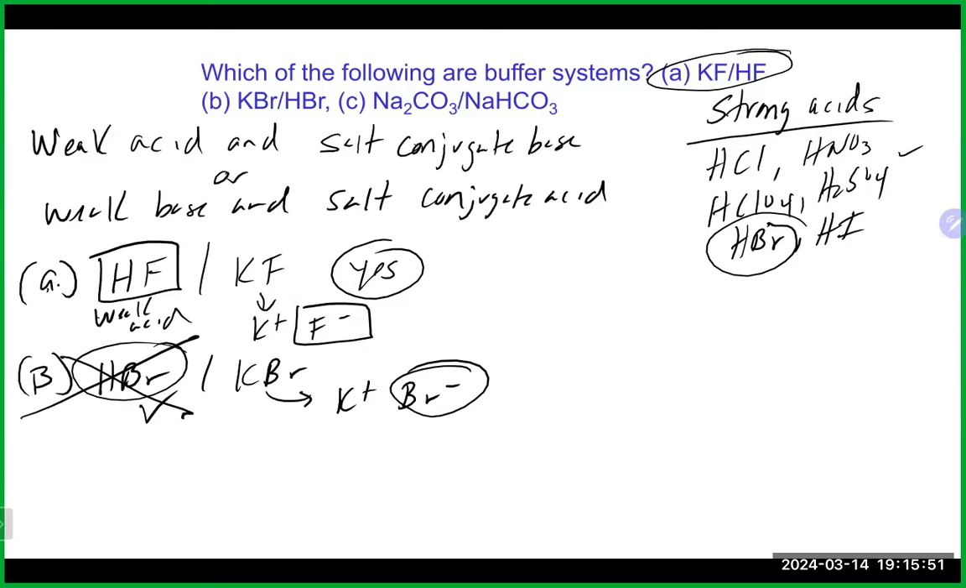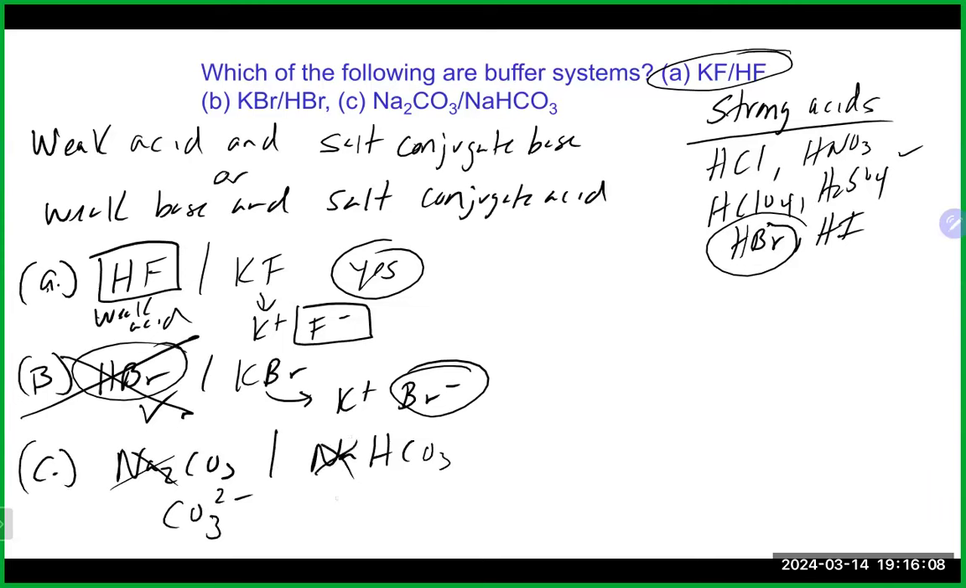How about C here? That is sodium carbonate and sodium hydrogen carbonate. We get rid of our spectator ions of sodium. That is basically carbonate, and that is basically hydrogen carbonate. The difference between these two is an H plus. And it's definitely not on our list, so that definitely would be a buffer in this case. It must be a buffer.